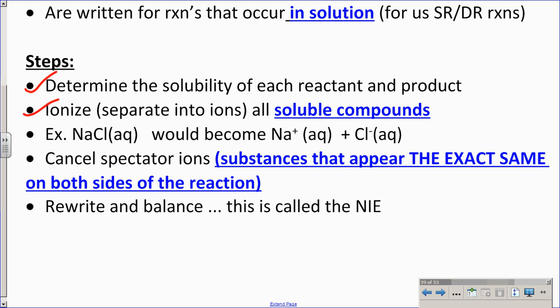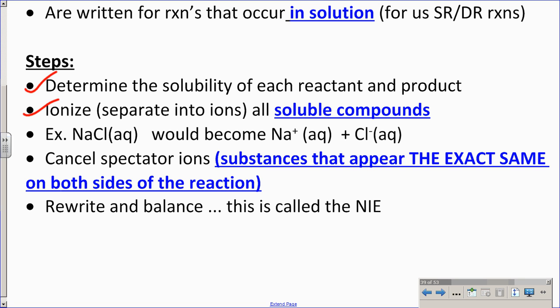Which of these are exactly the same from start to finish? You see sodium ion here and sodium ion here. They're the same, so I'm canceling them out. Nitrate is the same here and here. The silver ion is locked up in the jail cell over here, the precipitate, and the chloride ion is the same way, so we cannot cancel those.